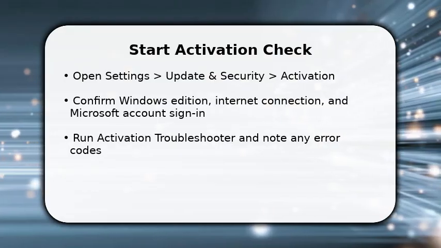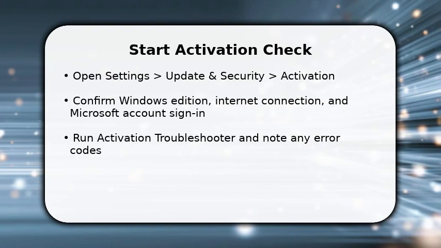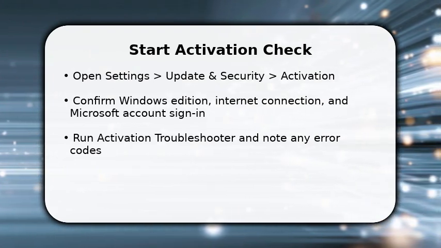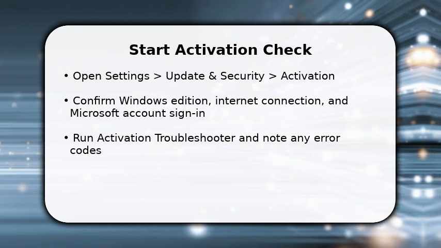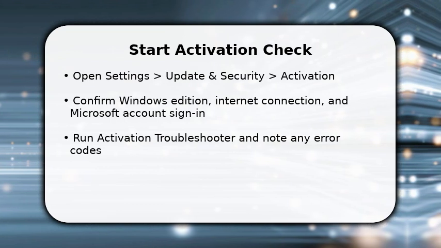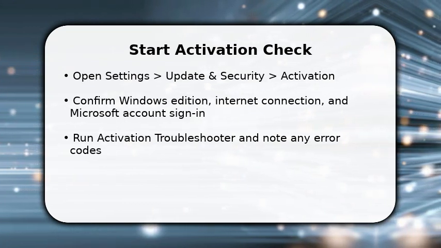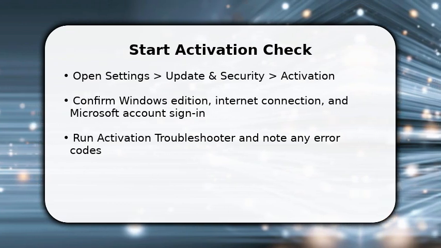You start by opening Settings and going straight to Update and Security, then Activation. Make sure you are signed into the Microsoft account tied to your digital license. This links a license to your hardware. Once done, confirm the edition matches your product key and that you have an active internet connection.